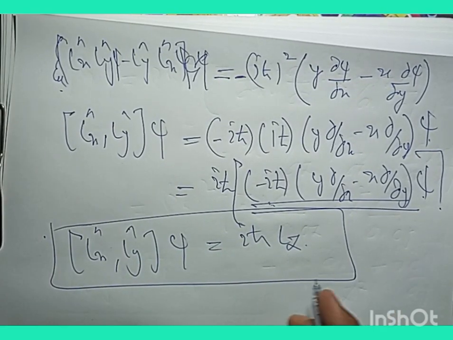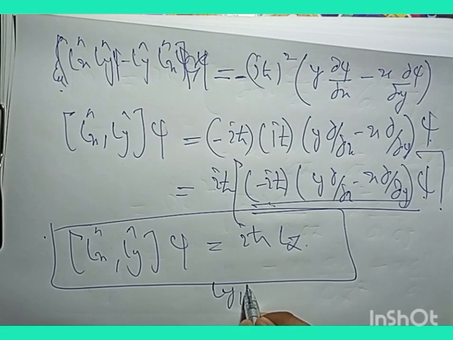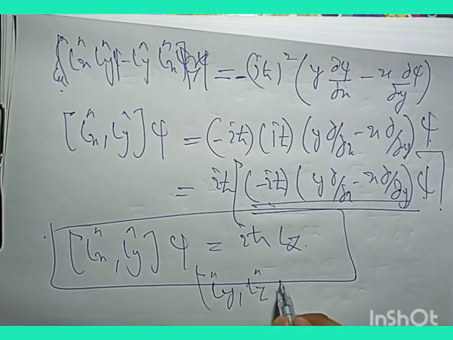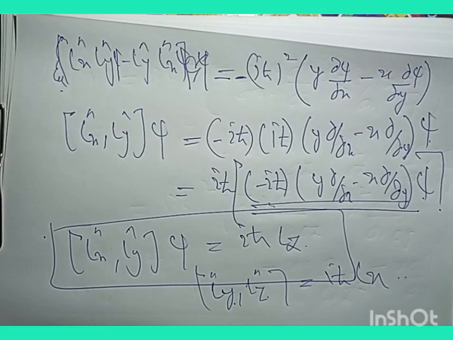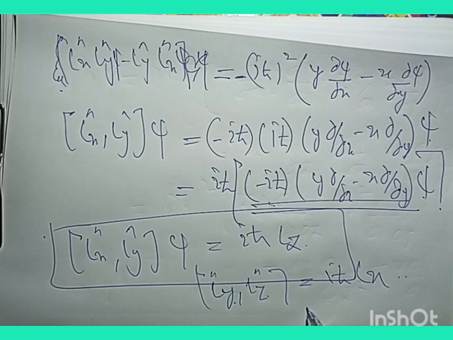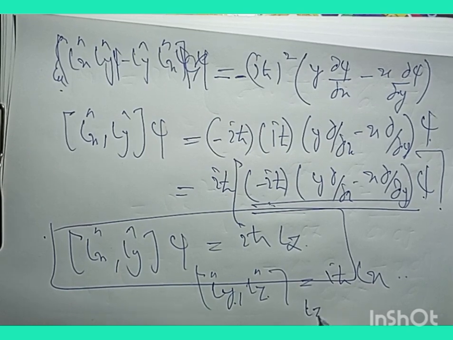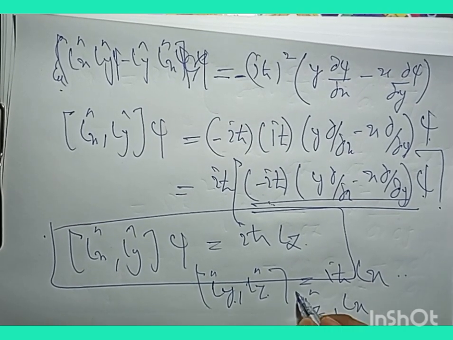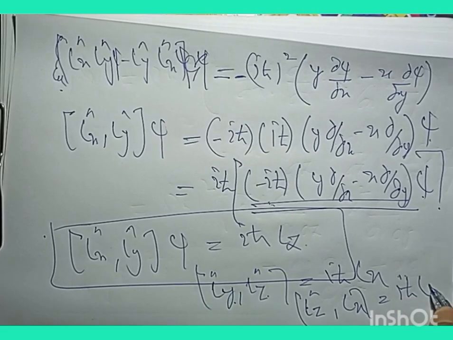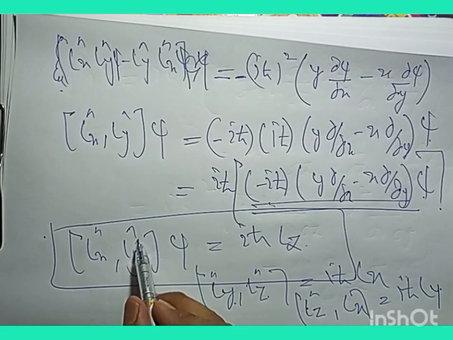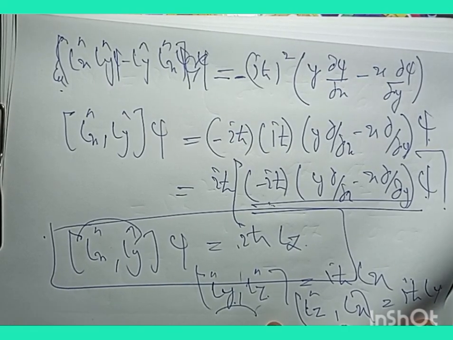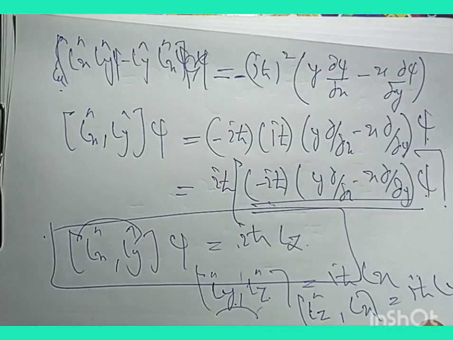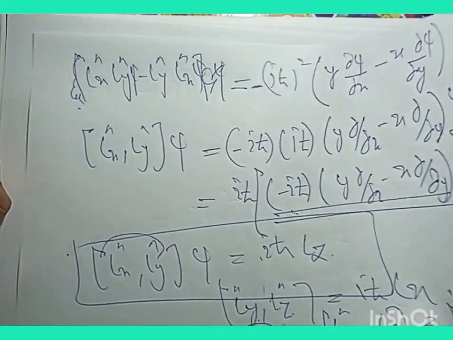So similarly, we can obtain the commutation between Ly and Lz, and this will give us iħ Lx. And we can go with Lz and Lx, and this is going to give us iħ Ly. And if you reverse the order, you will be getting the negatives of the results that we have obtained here. And similarly, we can obtain.